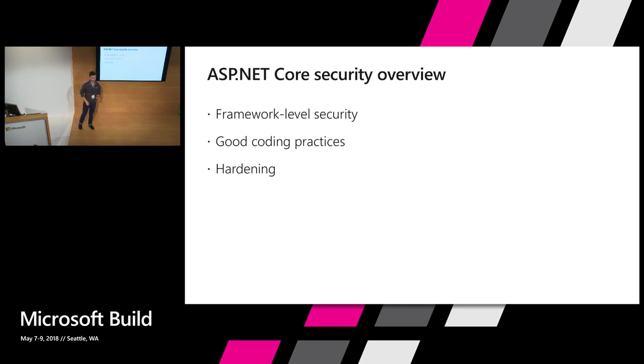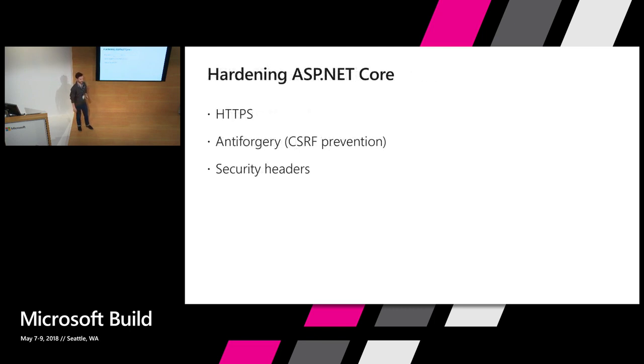Now, the third thing, and the thing that we will have a little bit of time to talk about here, is something that I like to call hardening. So taking the framework that's already pretty secure by default out of the box, and just locking it down even further to make sure that your applications are as secure as possible before you even start writing a lot of code. When it comes to hardening a framework like ASP.NET Core, there's three big things you want to think about.